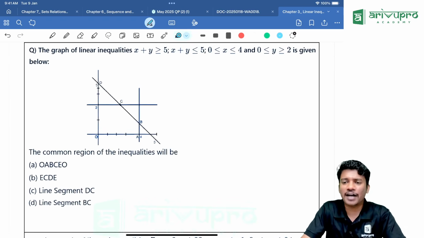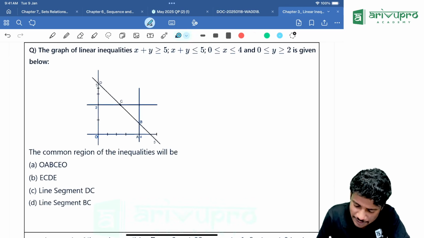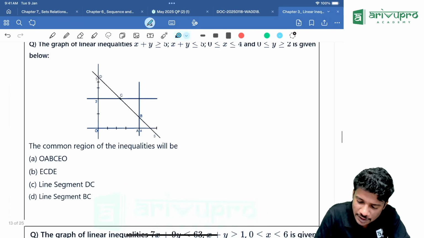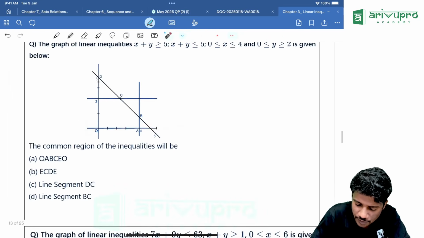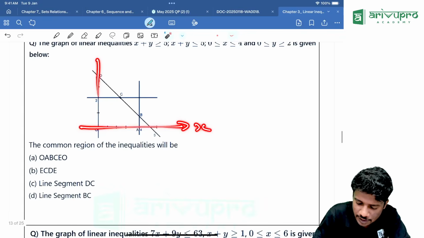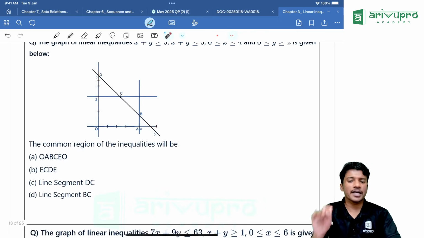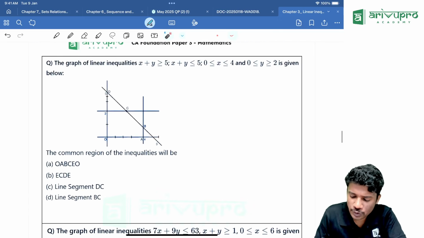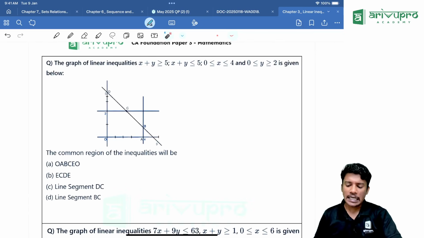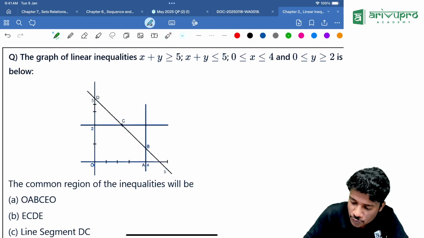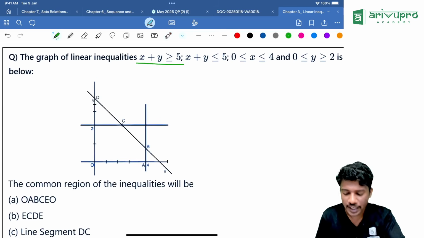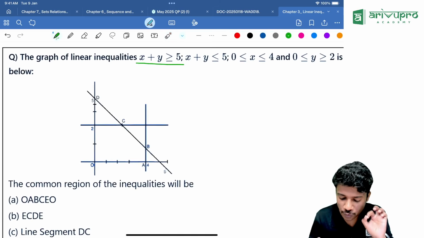Now, what all graphs are given over here? So this is the origin. The main thing is given over here. This is the origin, this is the x-axis, and this is the y-axis. Keep that in mind. Now, with respect to that, x plus y greater than or equal to 5. Which color do you want to use for that? I will use green color.